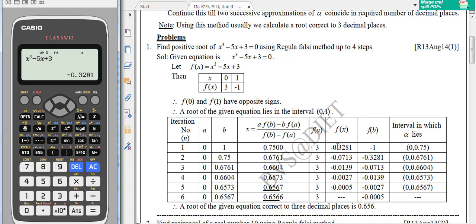On getting f of x, you need to compare it with f of a to have opposite sign functional values. If they are not having opposite signs, we go for comparing it with f of b, as usual. And continuing this, we'll get 2 successive approximations coinciding in the first 3 decimal places, and we terminate the process and conclude the problem. That is all about the regula falsi method. Thank you.